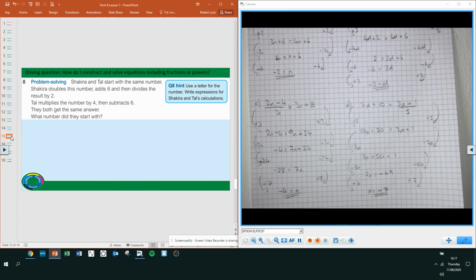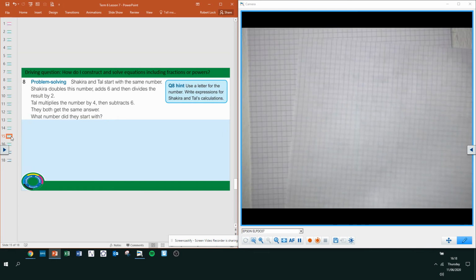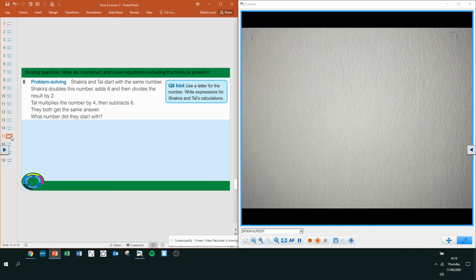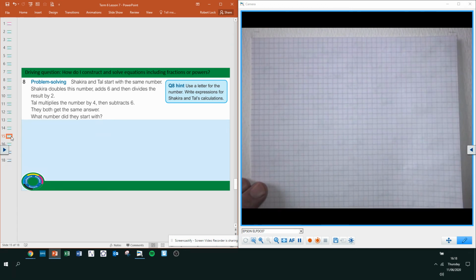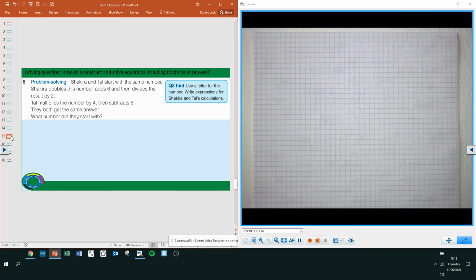Question 8. Shakira and Tal start with the same number. Shakira doubles this number, adds 6 and divides the result by 2. Tal multiplies the number by 4 and subtracts 6. They both get the same answer. What number did they start with?